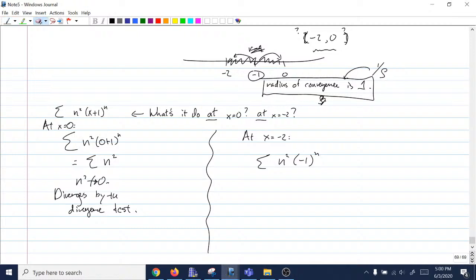I guess I should write this out. My x value is negative 2. Negative 2 plus 1 is negative 1. I have negative 1 to the n, times n squared. Does that converge? No, this diverges. n squared goes to plus infinity, so negative 1 to the n squared goes to positive and negative infinity. That's an awkward phrase to say, but it's easy to see. It doesn't go to 0, which is what it has to do. This diverges by the divergence test.